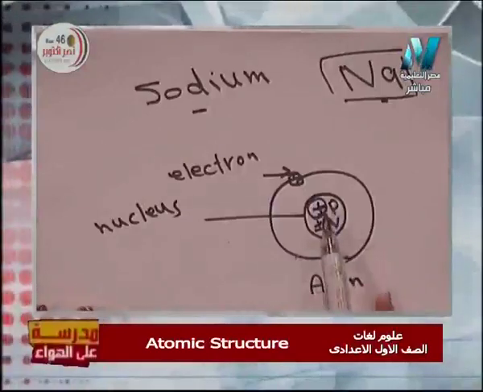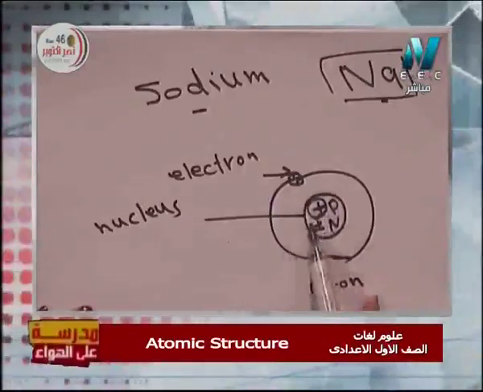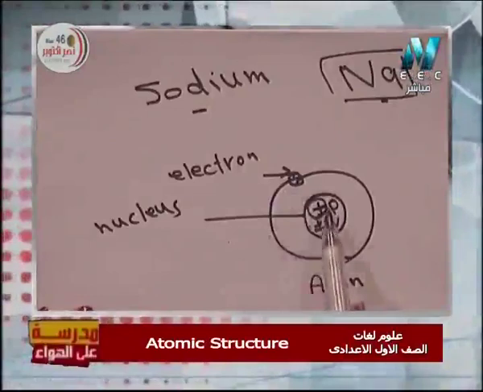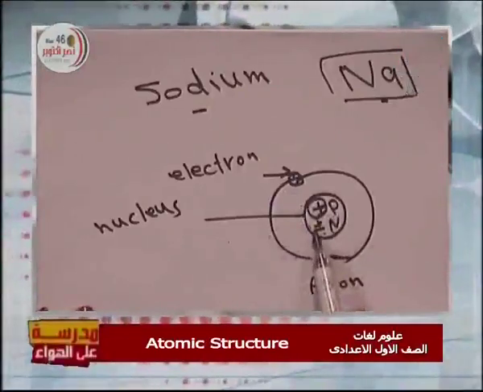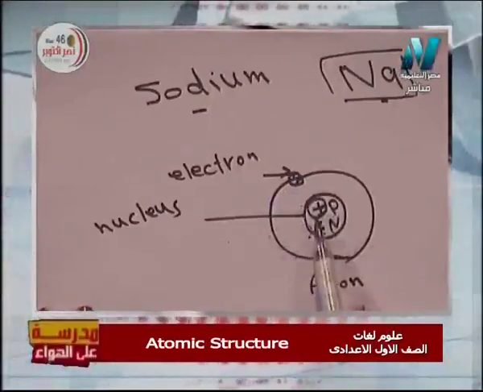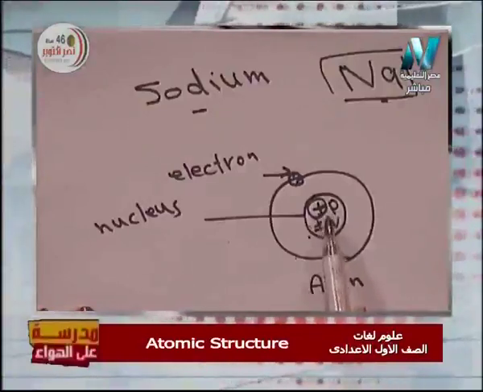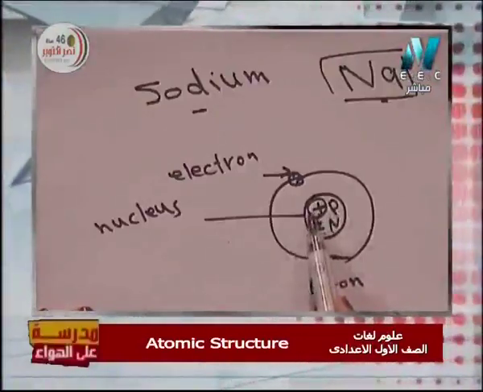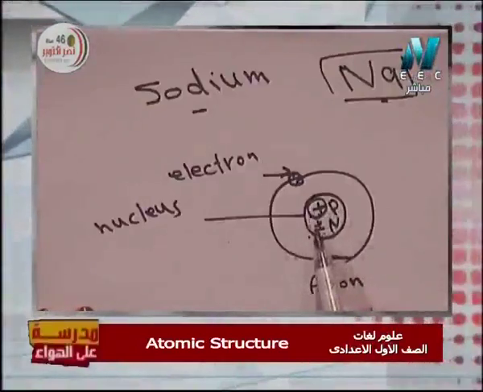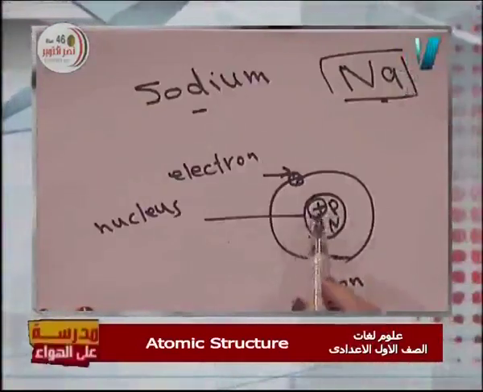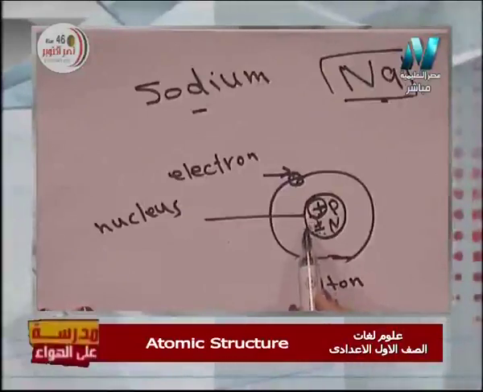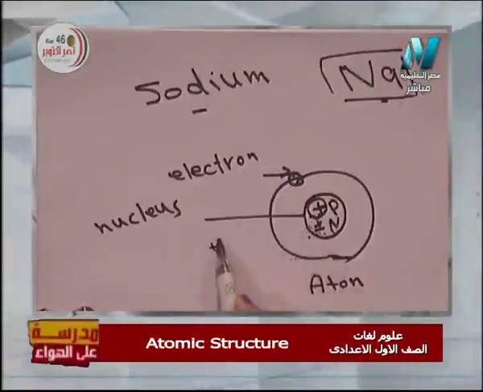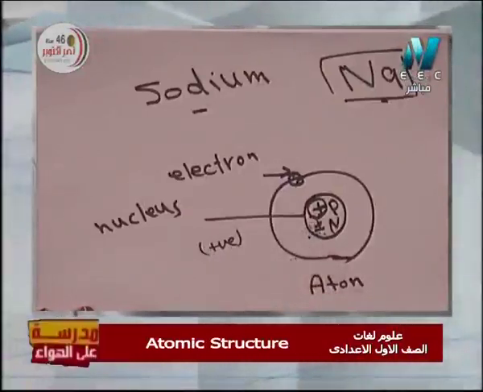Atom consists of two parts, nucleus and electrons. Nucleus, it's the center of atom. Contain two types of small particles. Protons carry a positive charge. Neutrons carry a neutral charge. So the charge of nucleus is a positive charge. خلاص دي كانت النيوكليس.